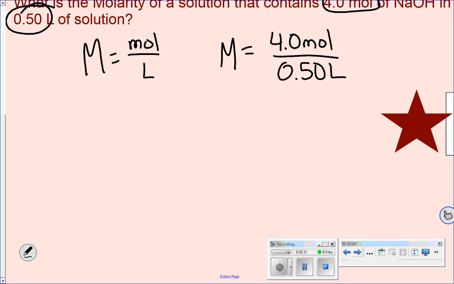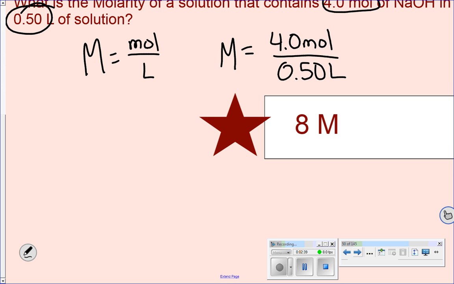And you actually have more sig figs in your notes than I do up here. According to my numbers in here, I can only keep 2 sig figs. That should be 8.0. In the notes, you actually have 3 sig figs in each of these, so you'd actually be able to call this 8.00 molar.